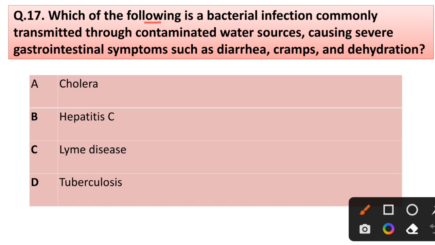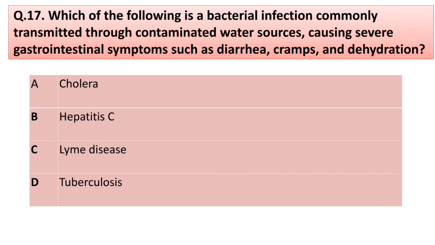Question number 17. Which of the following is a bacterial infection commonly transmitted through contaminated water source, causing severe gastrointestinal symptoms such as diarrhea, cramps and dehydration? Cholera, hepatitis C, Lyme disease, tuberculosis. Correct answer is option A, cholera.